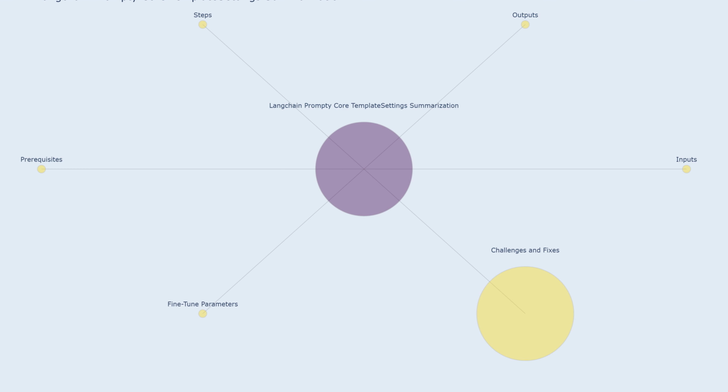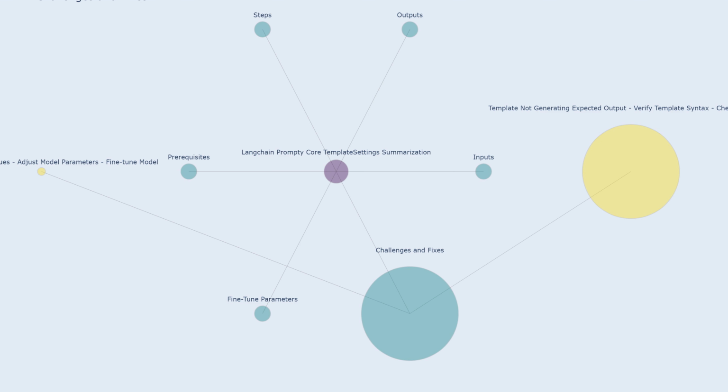Challenges and fixes. Overfitting is a problem that occurs when the model learns the training data too well and becomes unable to generalize to new data. This can be addressed by using techniques like early stopping and regularization. Techniques. Early stopping is used to stop the training process before the model starts to overfit. Regularization techniques are used to penalize the model for being too complex, which can help to prevent overfitting.